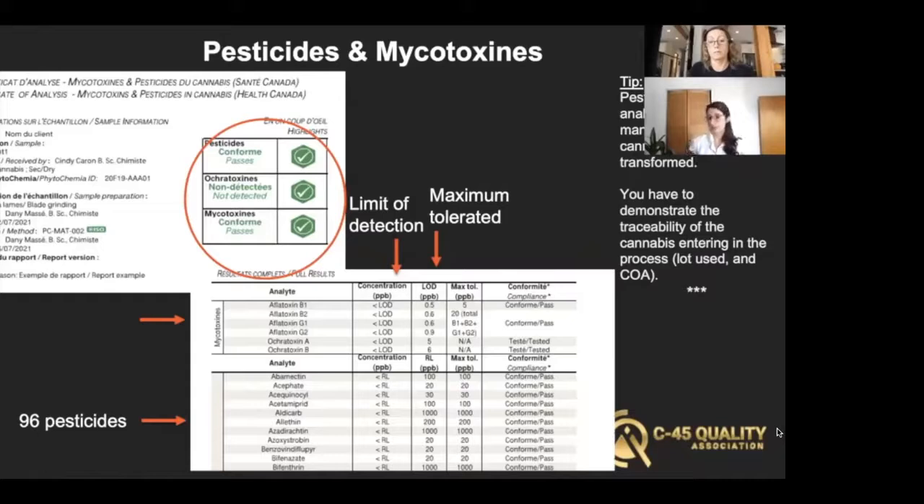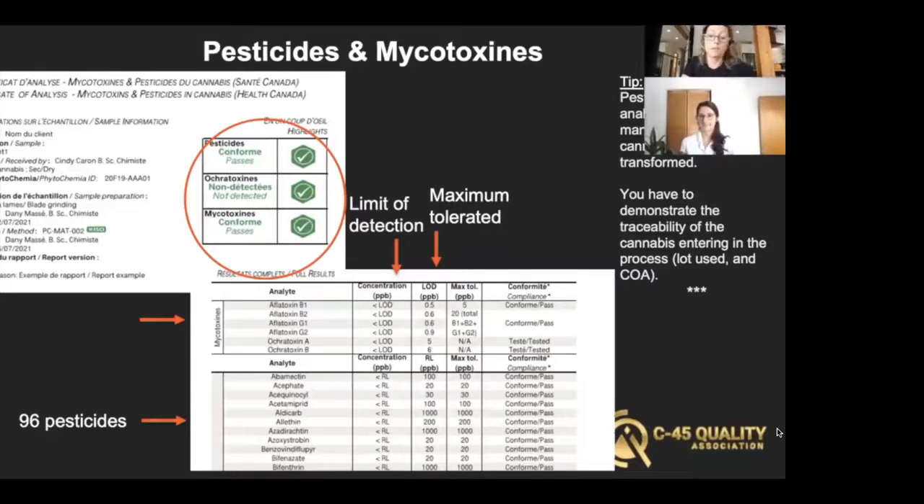What's important to know as well for the pesticide analysis is that this analysis is mandatory on dry cannabis. But if the cannabis is being further transformed, as for example, with extracts or doing other products with it, it doesn't have to be further tested. So if the cannabis that goes in is clean, you don't need to test further. All you need is to show the COA for the initial cannabis. If you can demonstrate traceability, then it should be sufficient for Health Canada.